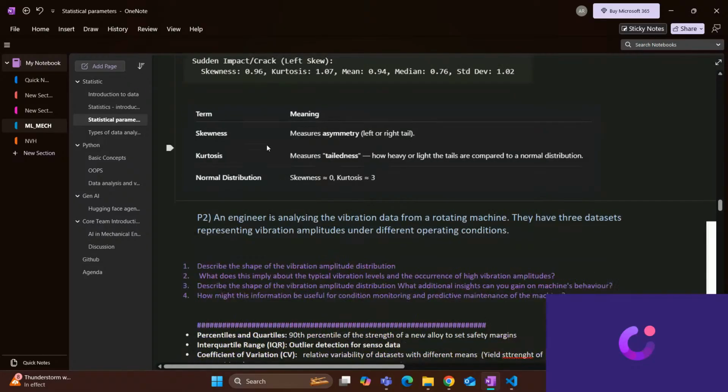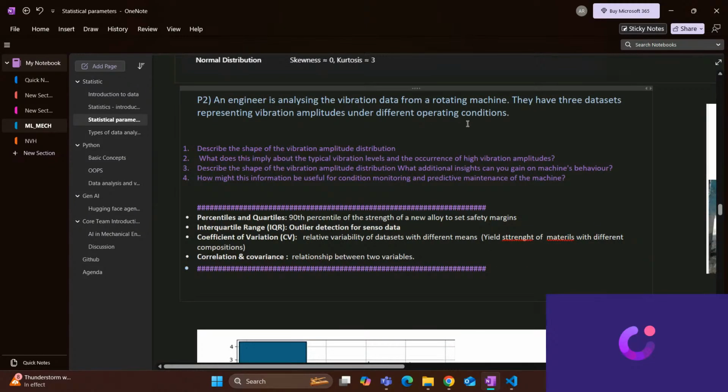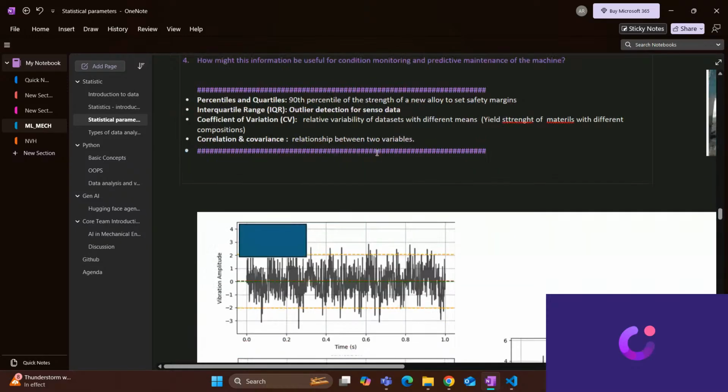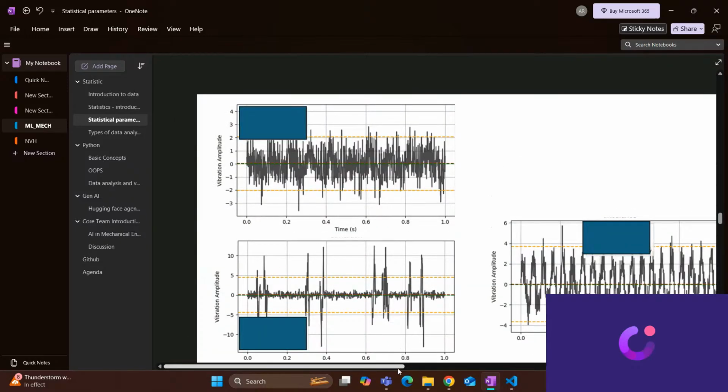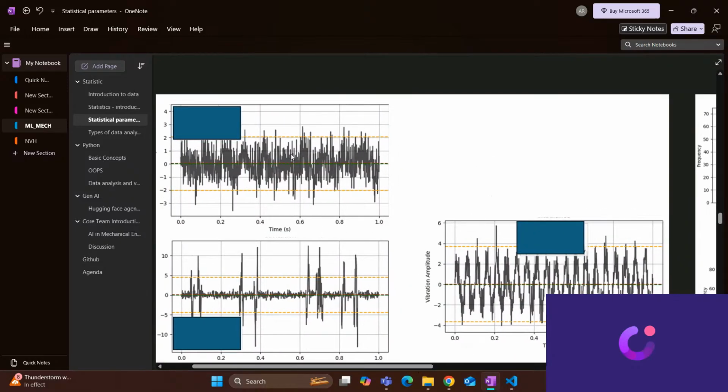So next, we tried to summarize those things, and then we had a problem to solve, which we solved yesterday. So would you like to solve the problem again, where we had three different data sets, and we tried to understand what would be the skewness for this, right? I'll just zoom out again.